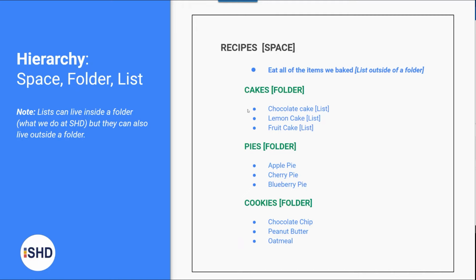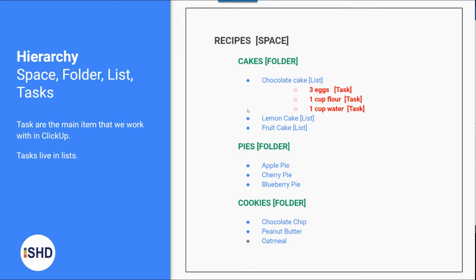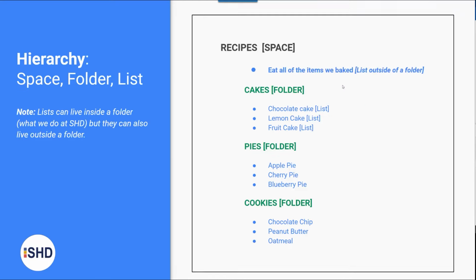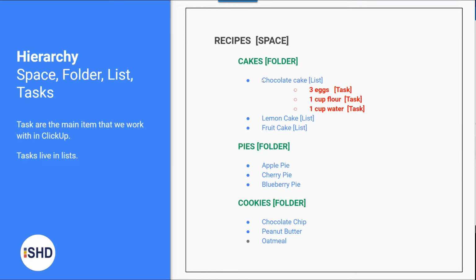I don't usually do that because I find that frustrating, because it just gets confusing. But again, it's something that can be done. So the main item that we work with in ClickUp are tasks, and tasks live in lists. So I'm sticking with our same overview here, same structure, but just now in my chocolate cake list, I have 3 eggs as a task, 1 cup of flour, 1 cup of water. Now, yes, that's not a task. Those are recipe items. Call it what you want. I could say, sure, mix the 3 eggs, add a cup of flour, add a cup of water. Fine. That could be a task. But that's in general. So you get the idea that tasks live in lists.